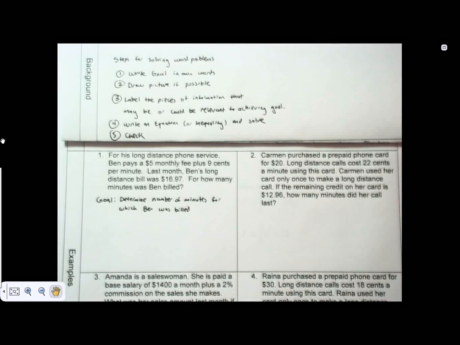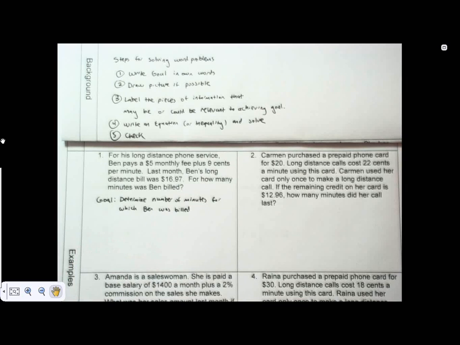So it says, for his long-distance phone service, Ben pays a $5 monthly fee plus 9 cents per minute. Last month, Ben's long-distance bill was $16.97. How many minutes was Ben billed? For how many minutes was Ben billed?